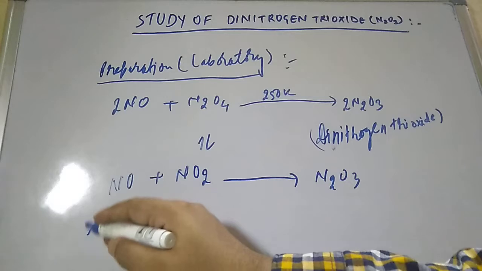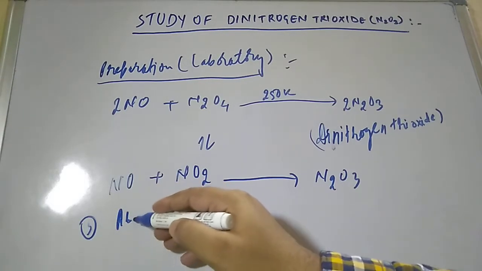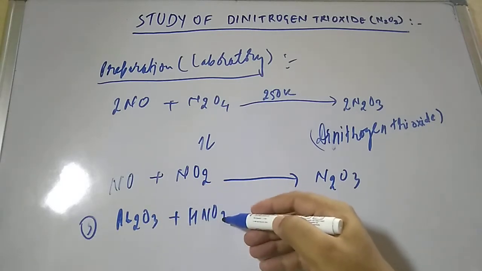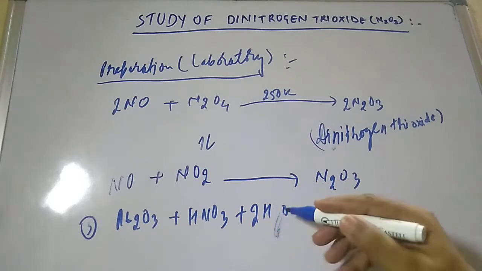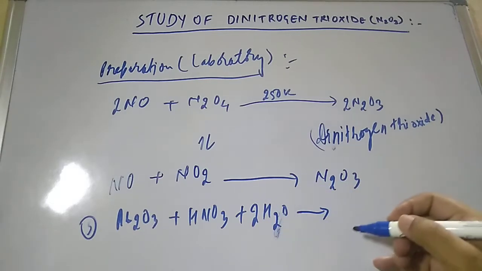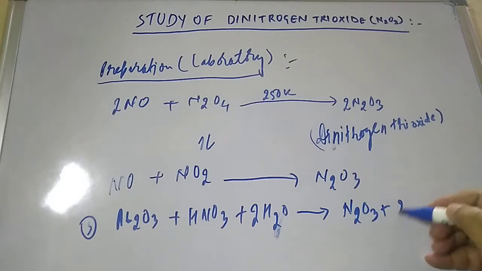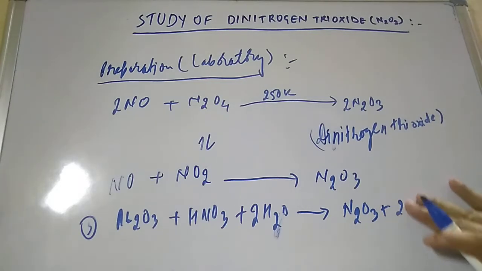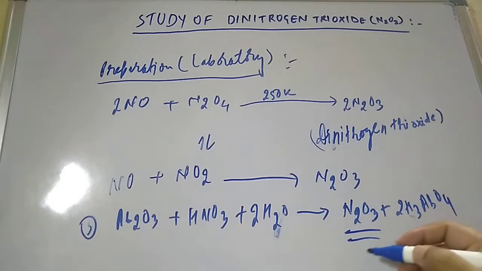Now the third one is quite different. Third one is arsenic oxide, As2O3. If As2O3 is treated with nitric acid, HNO3, along with 2 moles of water, it will give N2O3 plus 2H3AsO4. So this is our required product, N2O3.